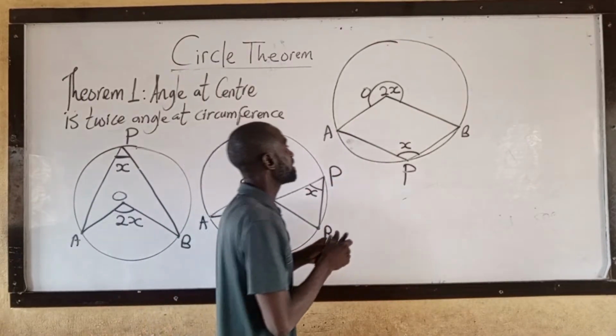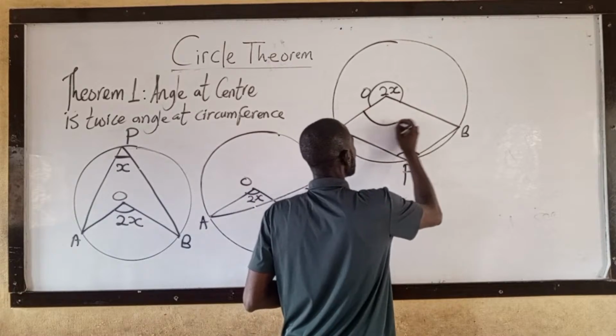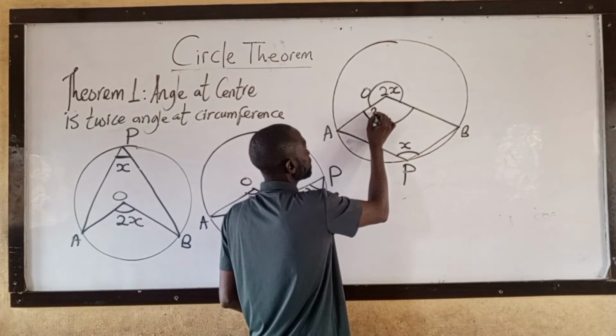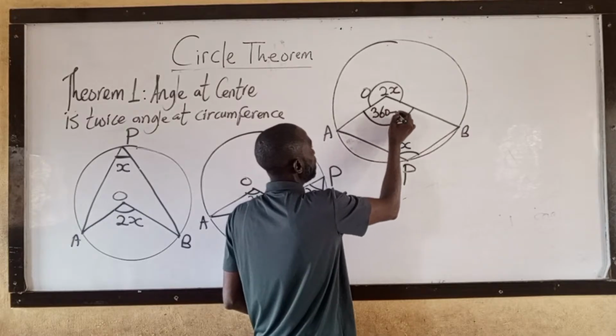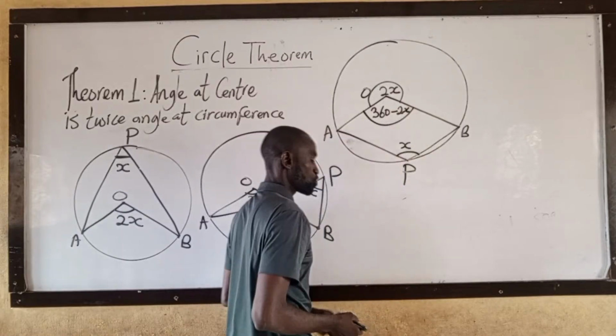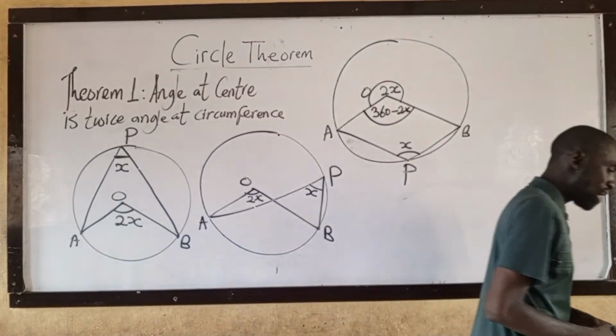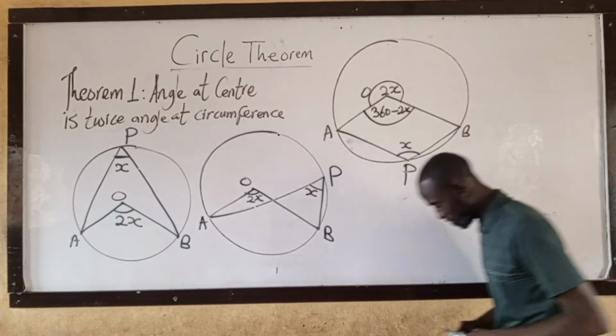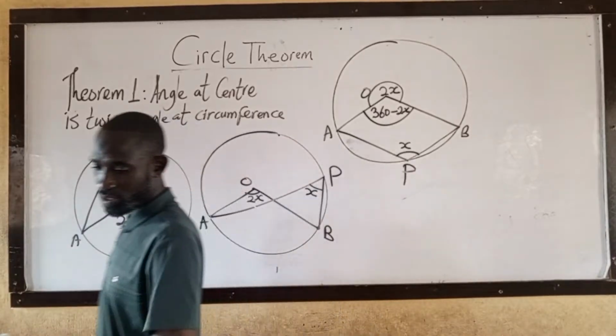Since we know the sum of angles at a point is 360 degrees, this one is 360 minus 2x. So these are what we can have, under the rule: angle at center is twice angle at circumference. So take that before we solve the questions.